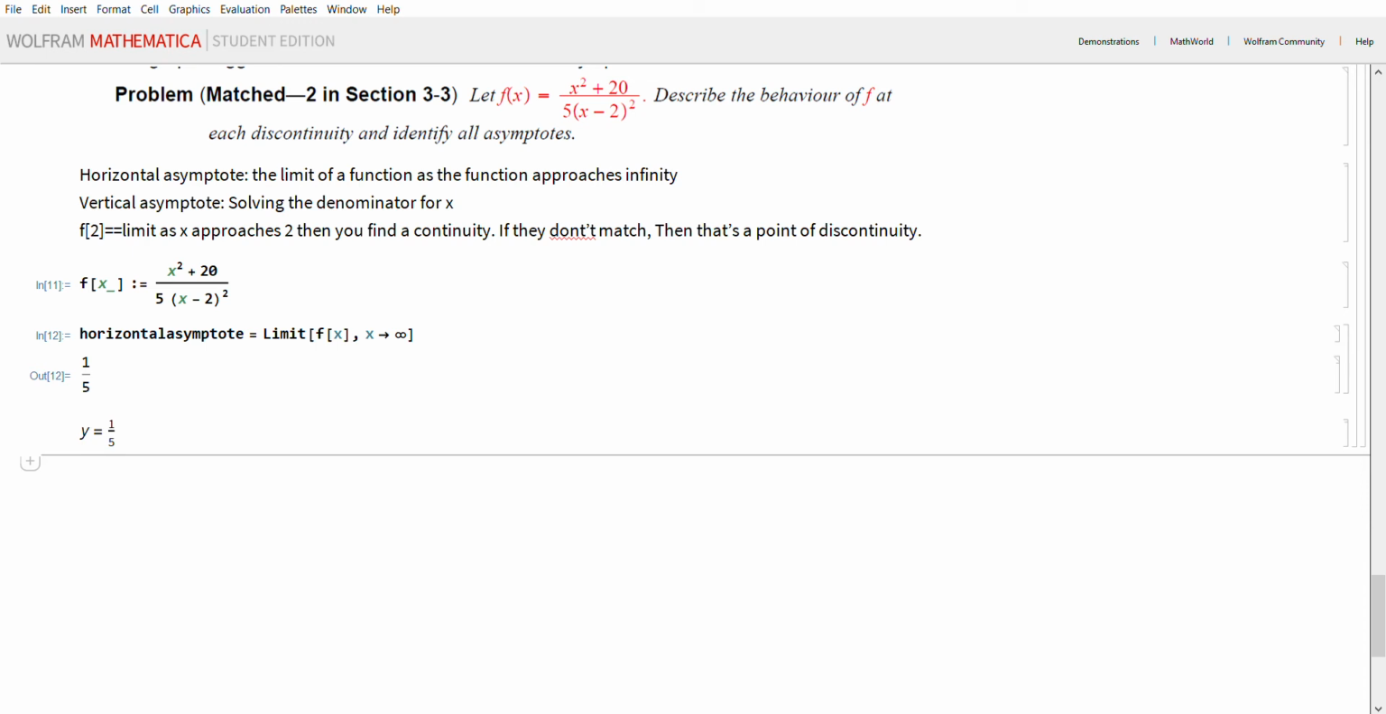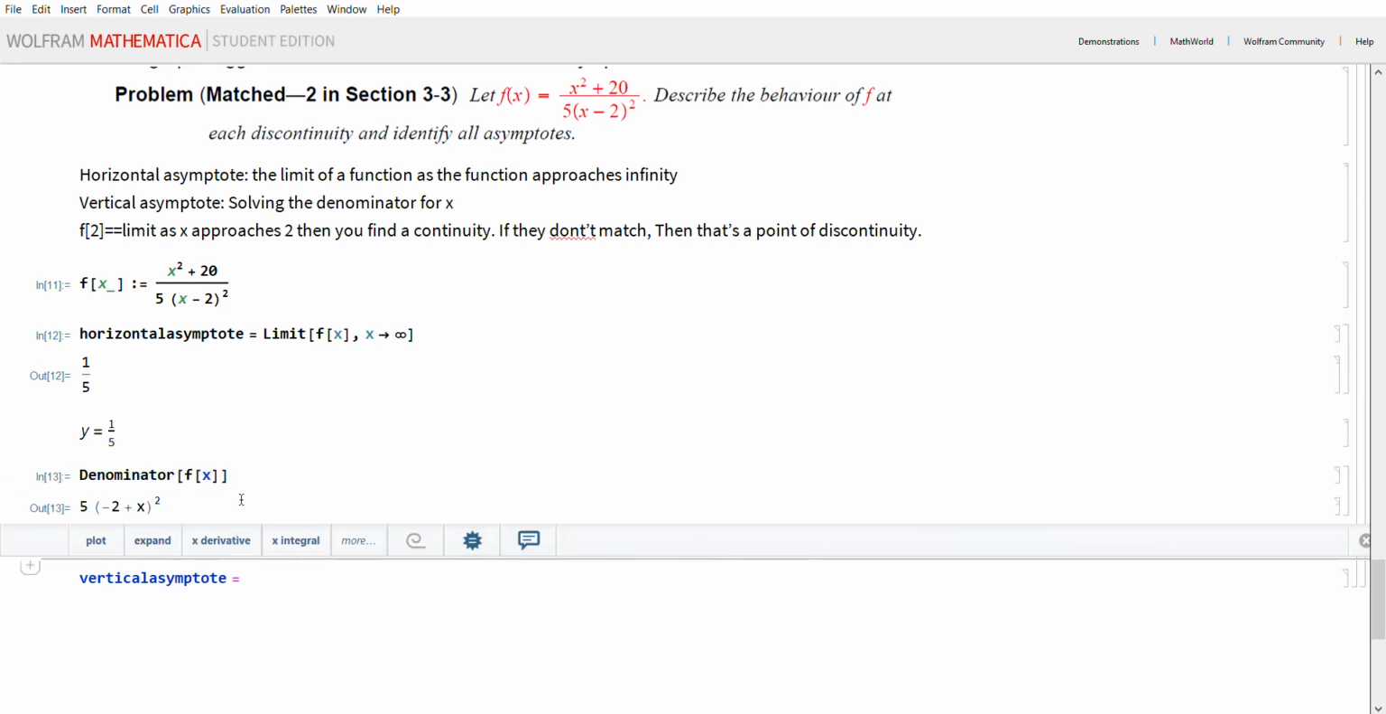Now onto the vertical asymptote. Let's go ahead and define a variable. Let's call it vertical asymptote, which equals, and the way we do this is again by solving the denominator of the function equal to 0. So here's what we're going to do. First, let's put a cell above it, say denominator, which is a command, of f of x. Give us denominator, go ahead, copy that.